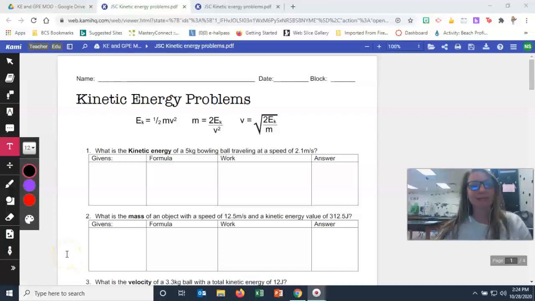Hi, welcome to Integrated Science. I'm Miss Sparks. Today we want to go over and introduce how to use our kinetic energy formula.